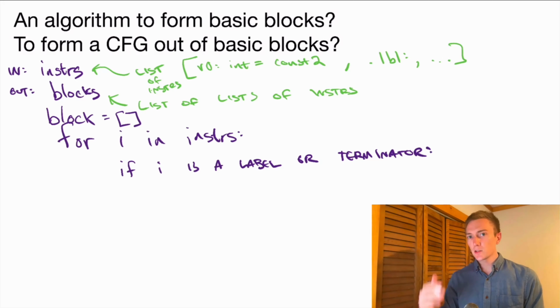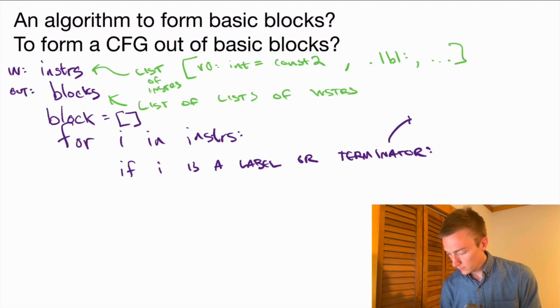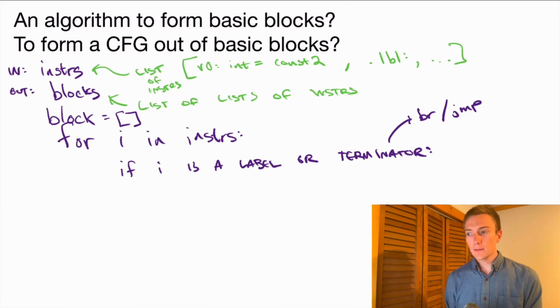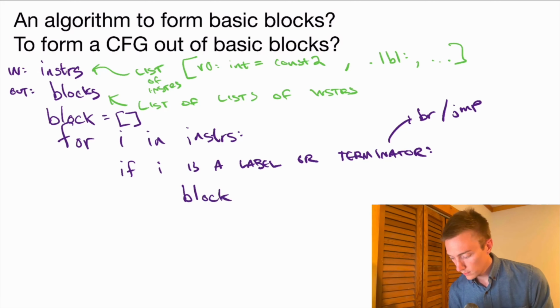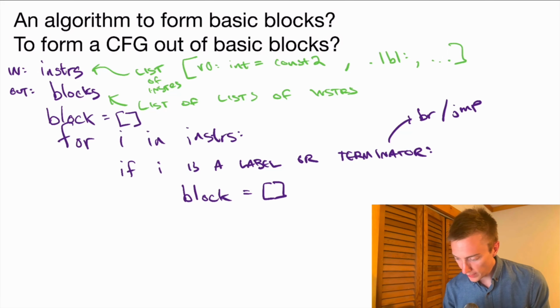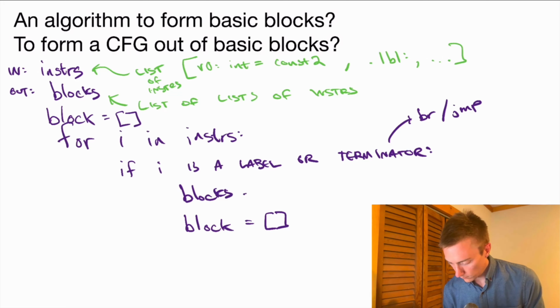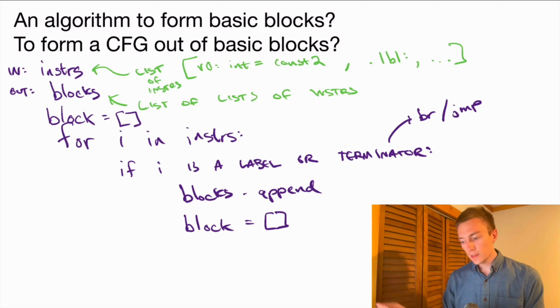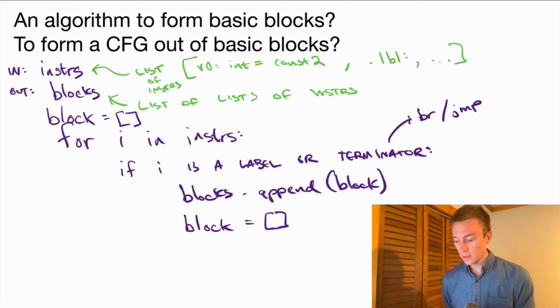So the things that matter here is if I is a label, that means we have to end the basic block because a jump might be incoming to the next instruction, or it's a terminator, that is branch or jump. If so, then we need to end this basic block. So here's a pseudocode for that, again in Python-y style. I will say that we will empty out the block, but before we do that, we'll put onto the end of our output list of blocks the current thing that we have built up as our current basic block.